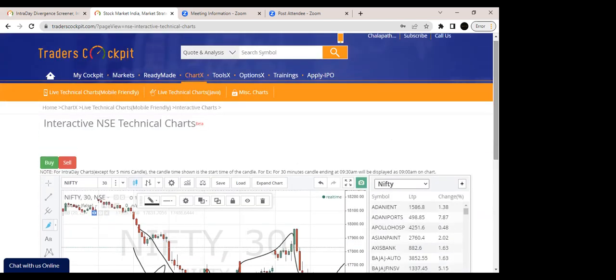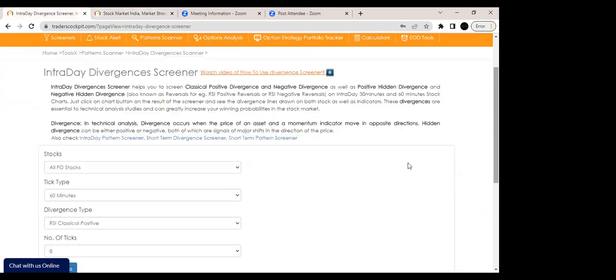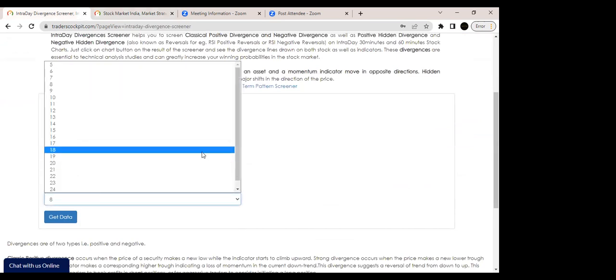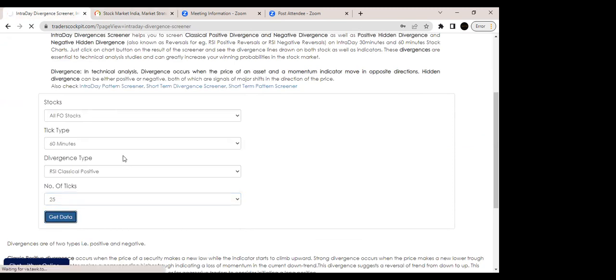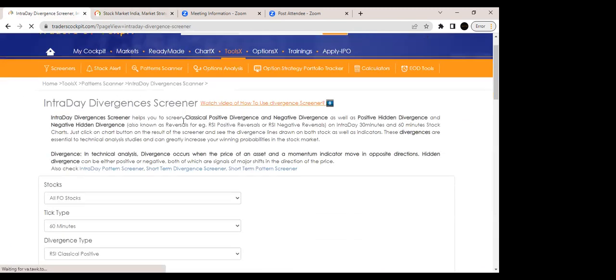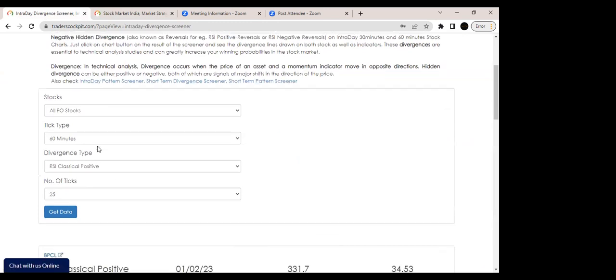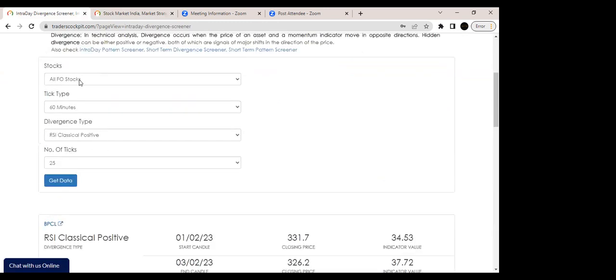So now I'll explain to you. I'll go to the screener here and take the 1 hour time frame and choose last 25. This number of ticks is nothing but the last 25 candles I am choosing, and I'll click on get data. So now you guys can see this is the divergence setup. I chose all the F&O stocks, 1 hour time frame, RSI classical positive as the condition, and kept the last 25 candles for the analysis.